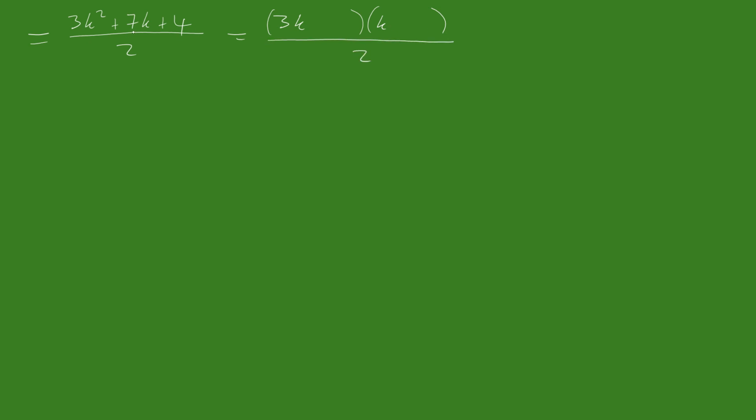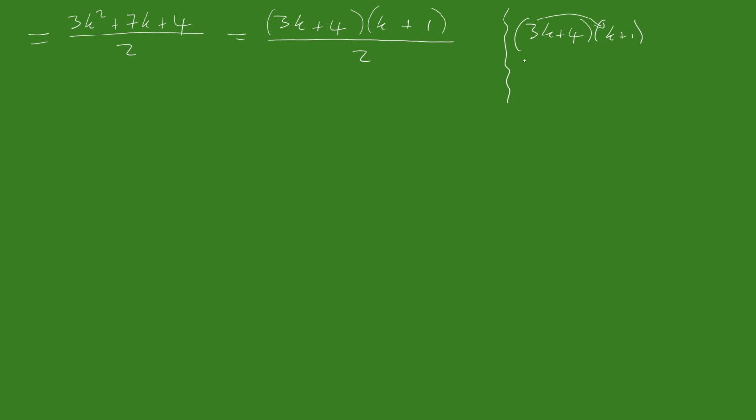So we have a middle term that's 7k, and our coefficient at the end here is a 4. So 4 can either be 2 times 2 or 4 times 1. So to get that middle term of 7, I think we should go with k plus 1 and 3k plus 4. We can just verify that this is correct. Let's just see what we get if we say 3k plus 4 multiplied by k plus 1.